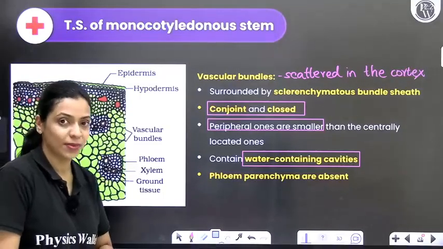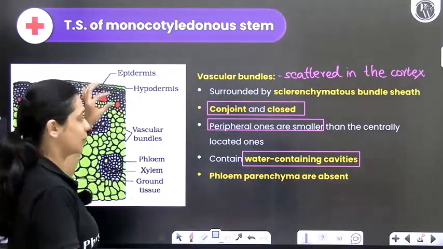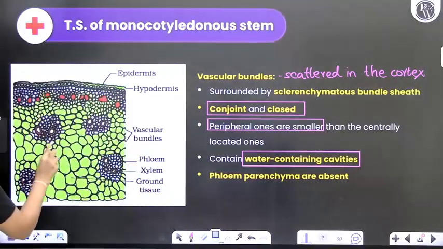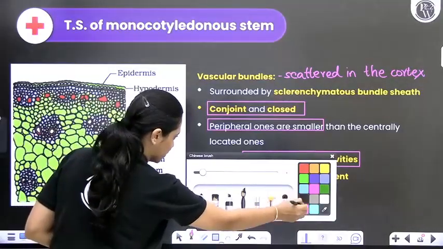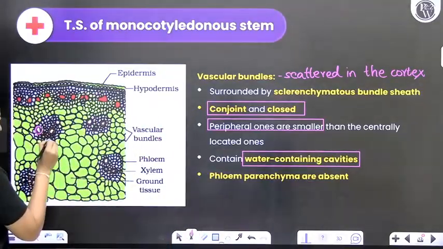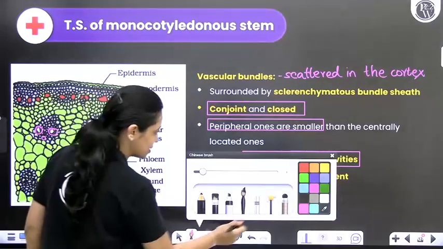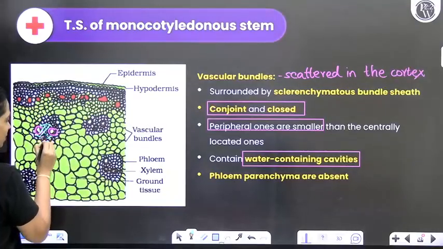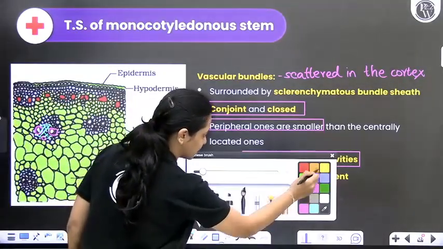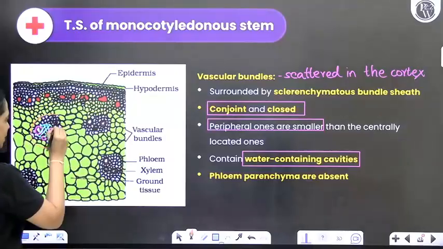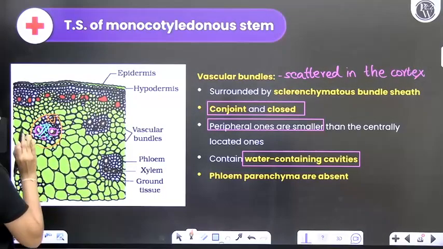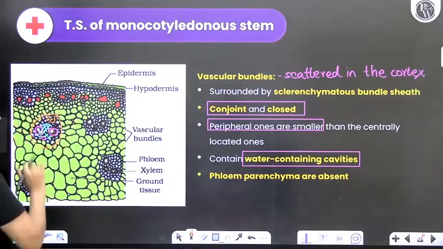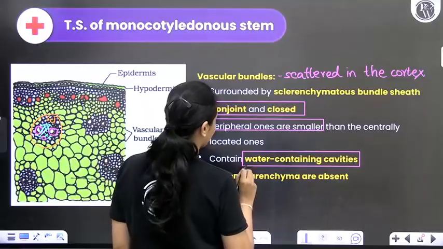You know that the hypodermis will offer mechanical support, right? Because it's made up of sclerenchyma. Now the same sclerenchyma is present around the vascular bundles here. So here I will show you. These are the xylem elements. It looks like one face. And then here you will have phloem. Surrounding that, you will have sclerenchyma. Since the sclerenchyma is present around the vascular bundles, it's forming a sheath around the vascular bundles, we call it bundle sheath.